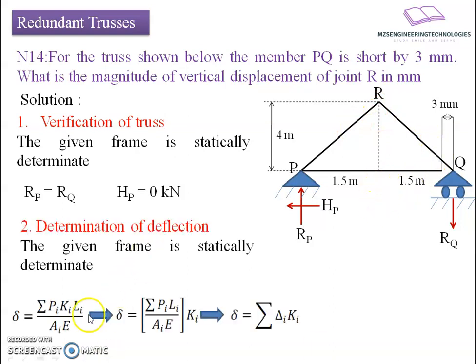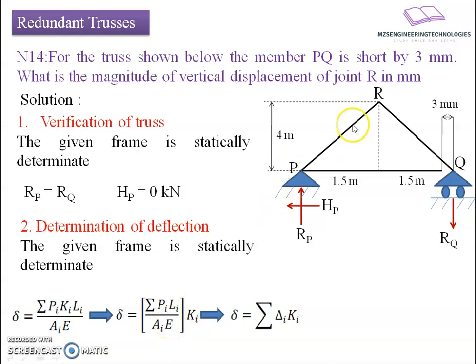So we can write the equation of Castigliano's first theorem in a rearranged format like summation of P_i K_i L_i divided by A_i into E. It is the original equation which we have derived with reference to the Castigliano theorem. If I take the components P_i L_i upon A_i E on one side and K_i as a component in multiplication, then we can say these components assembled together represent the deformation in the individual member.